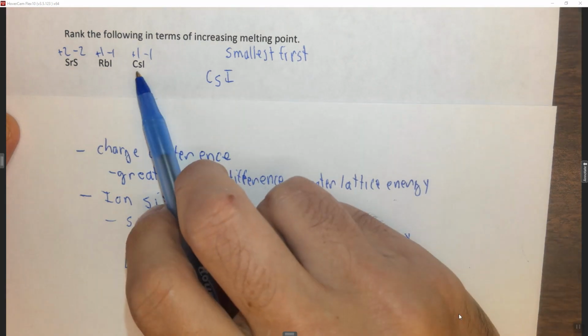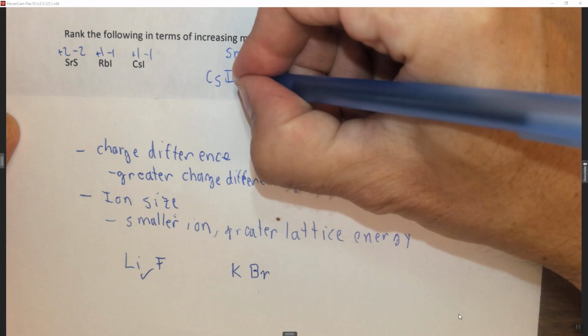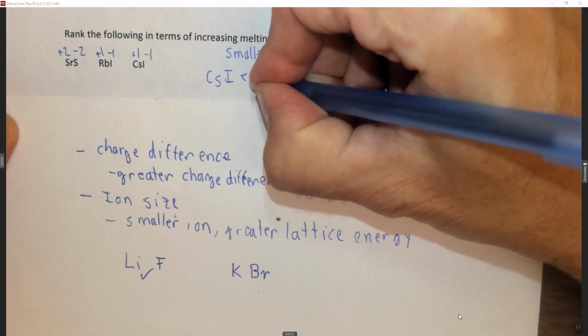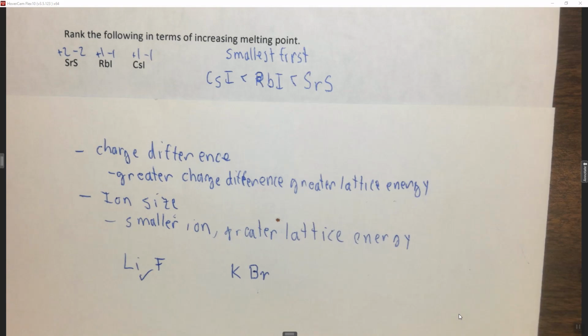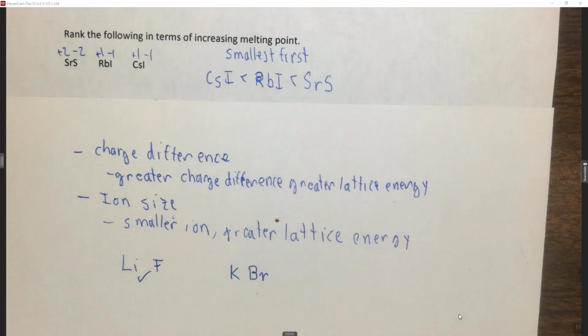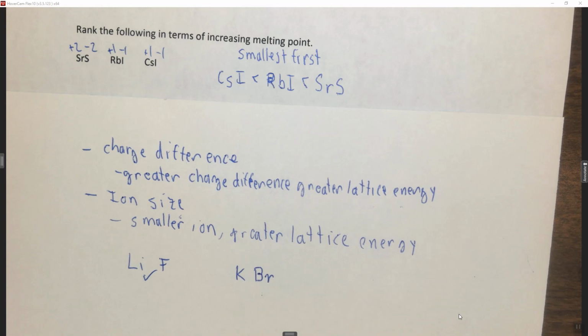So this has the biggest ions and therefore the smallest lattice energy. That's going to be less than RbI, which is going to be less than SrS. So this is how we can rank our lattice energies. Be aware that lattice energy can be asked for ionic compounds in terms of melting and boiling point as well.